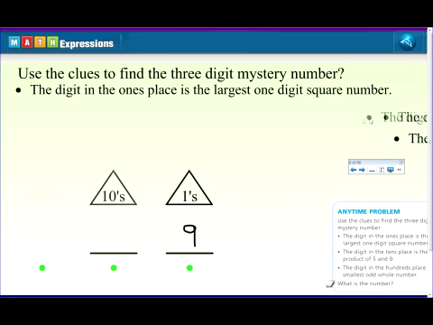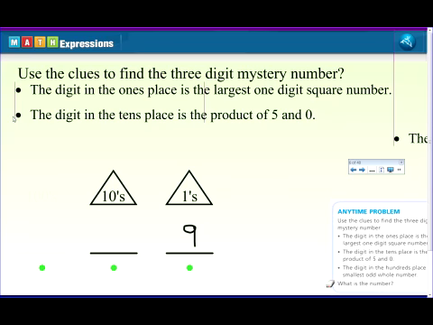Next clue. The digit in the tens place is the product of 5 and 0. Product. Oh, good. You say it's the answer. Well, let's try 5 times 0. Oh, that one's easy. 5, right? No, you say 0? Good, you're correct.